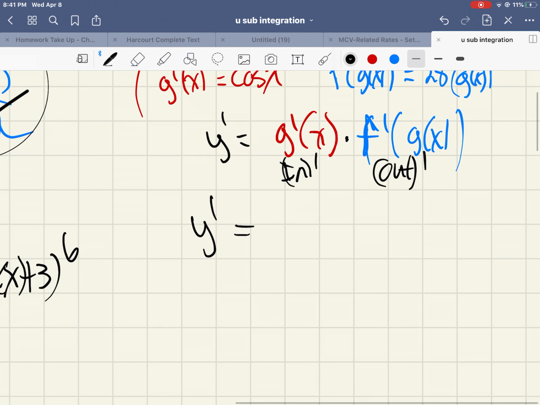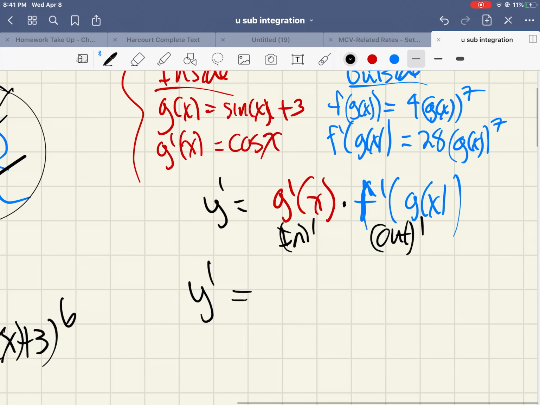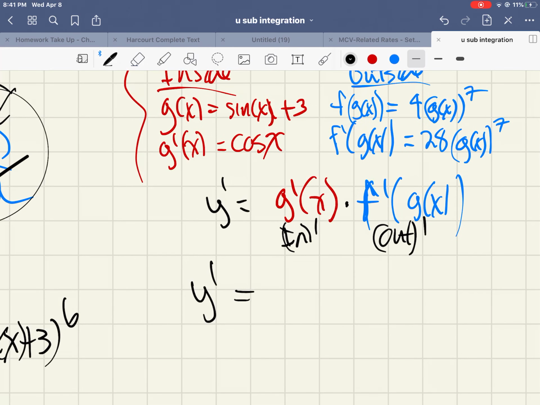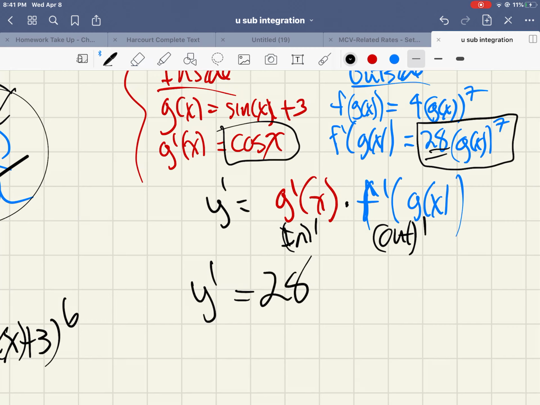Okay, so next what we've got here is, well, what is y prime? So now let's write this down. So again, it's the same thing as last time, as the other strategy. So I'm multiplying g prime of x with f prime of g of x. So it's no different. 28, I'll use that first because I'll use the coefficient, is 28. So it's going to be 28, and then I've got cos x multiplied by g of x to the 7th.